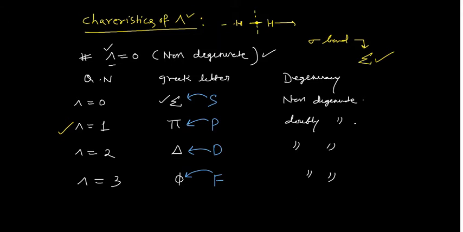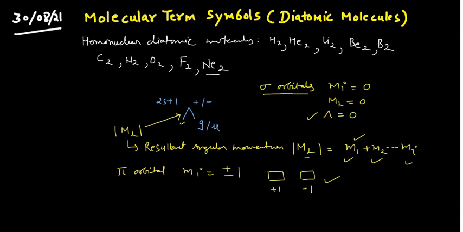Whenever lambda equals 0, you will always use that sigma, and that 0 indicates the cylindrically symmetrical electron cloud about the internuclear axis. So these are the things which you should know. If I go back, I hope this much is quite enough to understand this lambda.